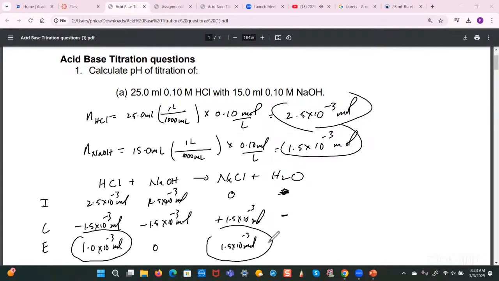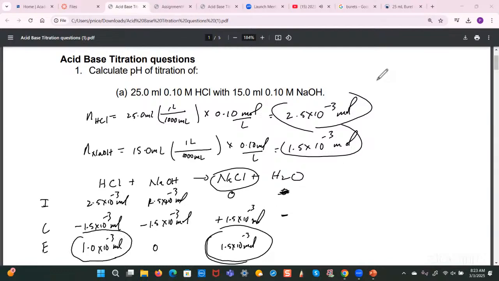Now, we can completely ignore this part here because the sodium chloride will not interact with water appreciably to affect the pH. If you remember, we said that sodium chloride is a salt of a strong acid and a strong base, right? Any salt of a strong acid and strong base will not have any effect on the pH of the aqueous solution. So any aqueous solution of sodium chloride will have a pH of 7. On the other hand, since we have hydrochloric acid left here, that would definitely affect the pH, right?